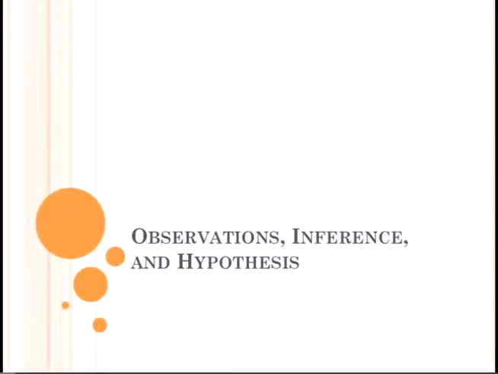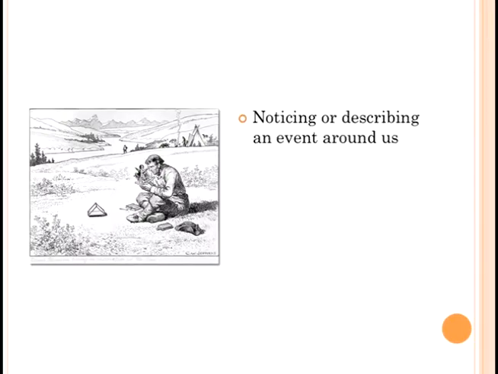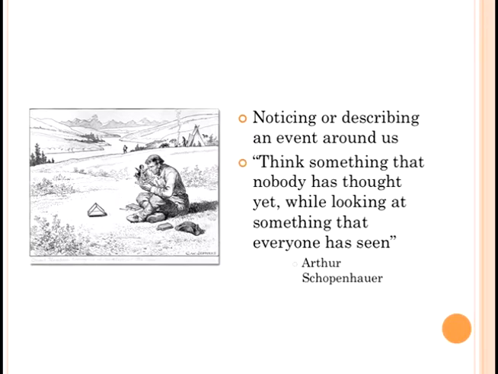Today we're going to talk about observations, inferences, and hypotheses. If we take a look at this picture, the man in the picture is making an observation. It's noticing and describing an event around us. What is he noticing? Obviously he's using some kind of equipment that you might not be familiar with. It's called a sextant. And that particular tool is used to look at the stars and find your coordinates to help you navigate.